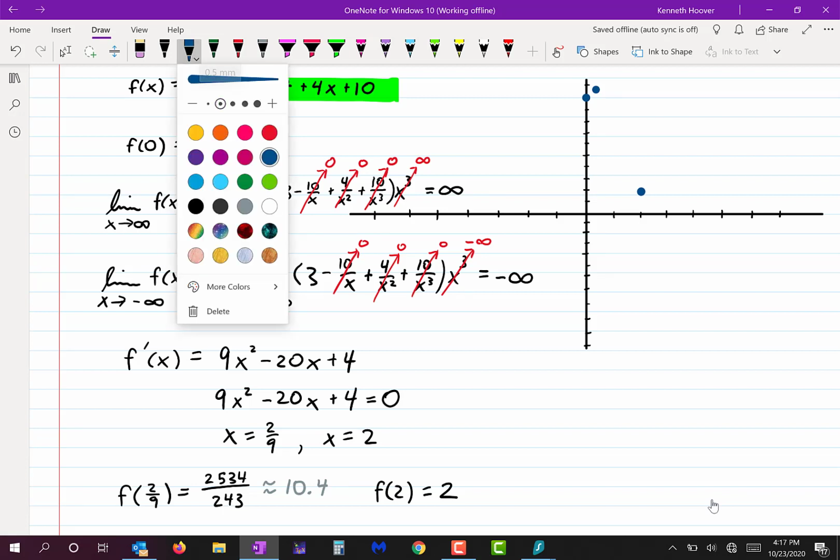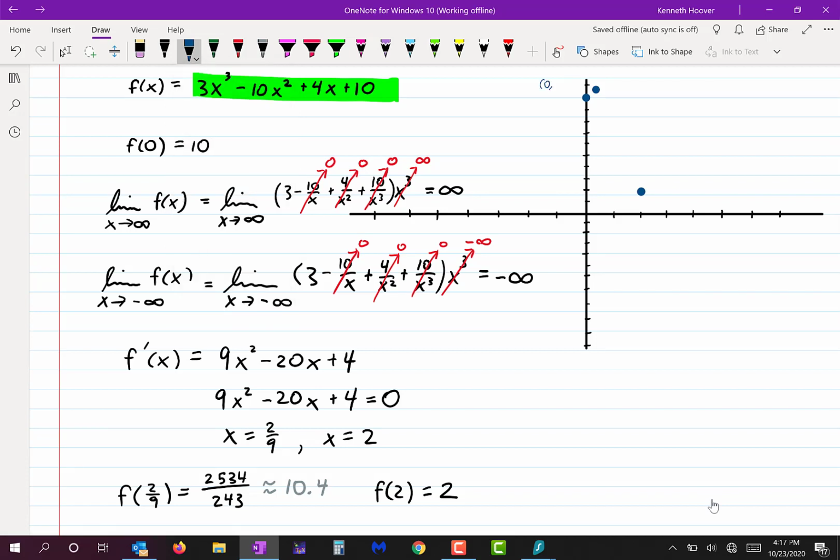Okay, let's label these points here. So we had (0, 10). That was our y-intercept. Okay, we have (2/9, 2534 over 243). That is some kind of critical point. I think I can guess what kind it is, but I'm going to hold off on that. Okay, and we have (2, 2), which is also a critical point.